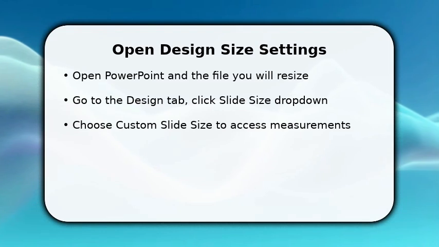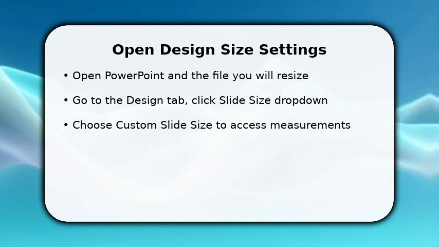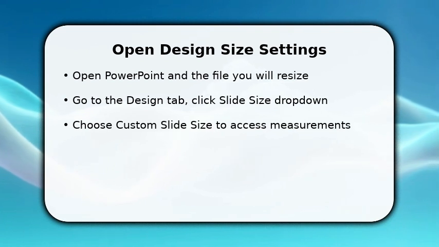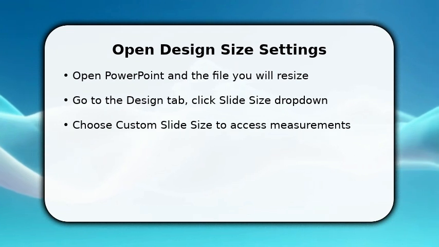You start by opening the presentation you intend to change. Once open, move to the Design tab and click the Slide Size dropdown. This is where PowerPoint stores page dimensions. Choose Custom Slide Size so you can type exact values for width and height.